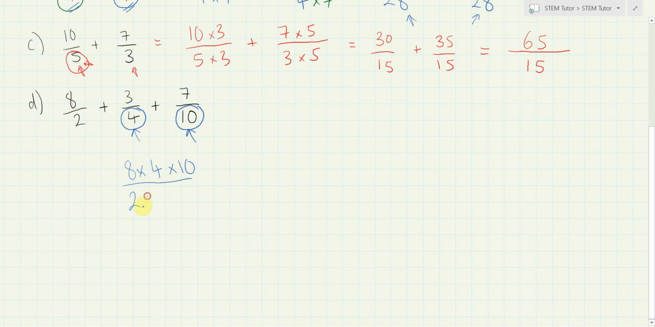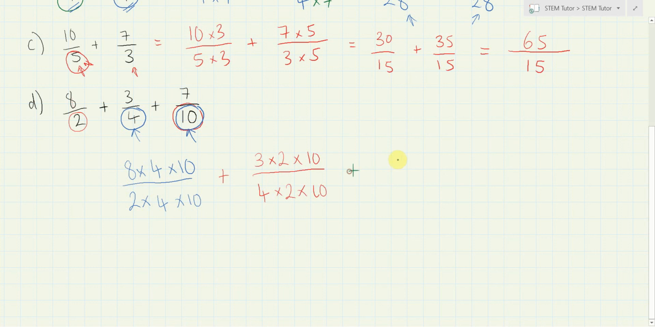Okay, and then the same applies for the 2, multiplied by 4 multiplied by 10. Okay, so then add. So now we have 3 over 4, and we multiply this 3 and 4 by the denominator of the other 2. So again, you miss out this 4, and it's the other denominators. So 2 and 10, 2 and 10.